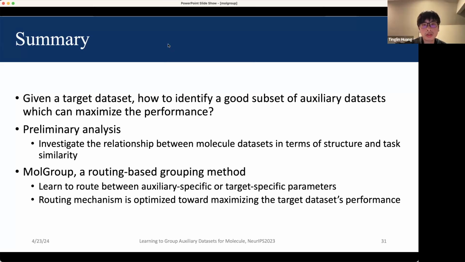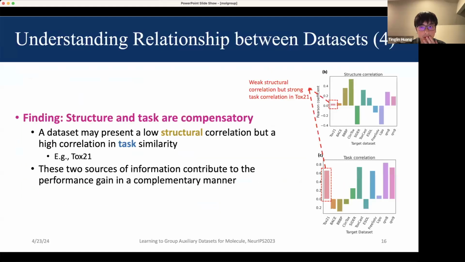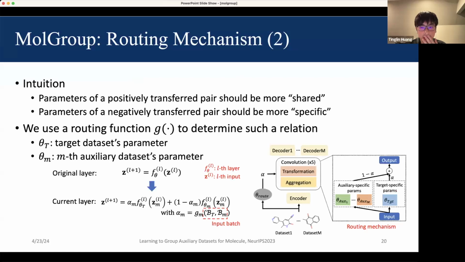What do you mean by the target or the input similarity? The similarity is measured between two data sets. Let me see. Maybe in this slide. I mean, the similarity is measured between the target data set and the auxiliary data sets. Sorry, I don't really get that problem.